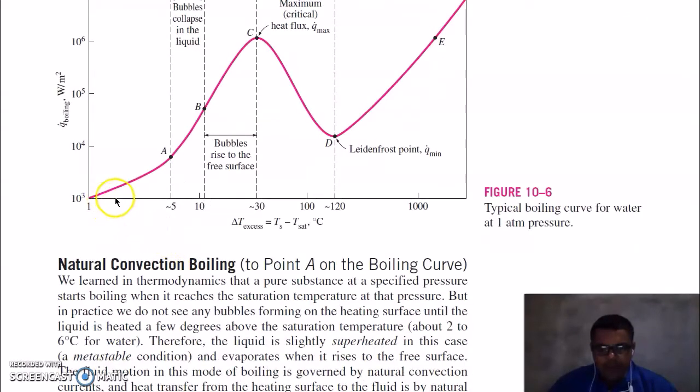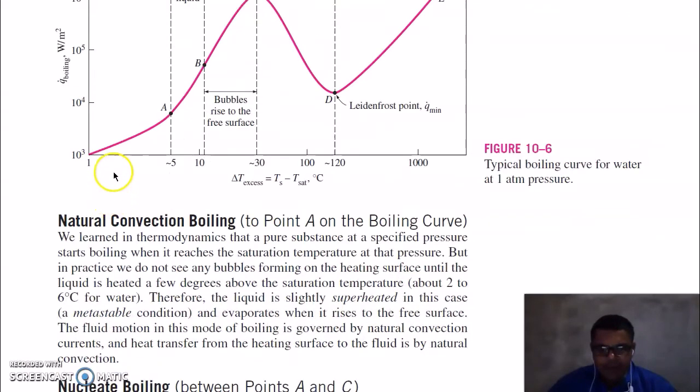We know from thermodynamics that a pure substance at a specific pressure starts boiling when it reaches the saturation temperature. In the case of water at atmospheric pressure, this is 100 degrees Celsius, but in practice it is not so. We don't see any bubbles forming on the heating surface until the liquid is heated a few degrees above the saturation temperature, meaning from 2 to 6 degrees in the case of water. Therefore the liquid is slightly superheated in this case and evaporates when it rises to the free surface. The fluid motion in this mode of boiling is governed by natural convection currents.